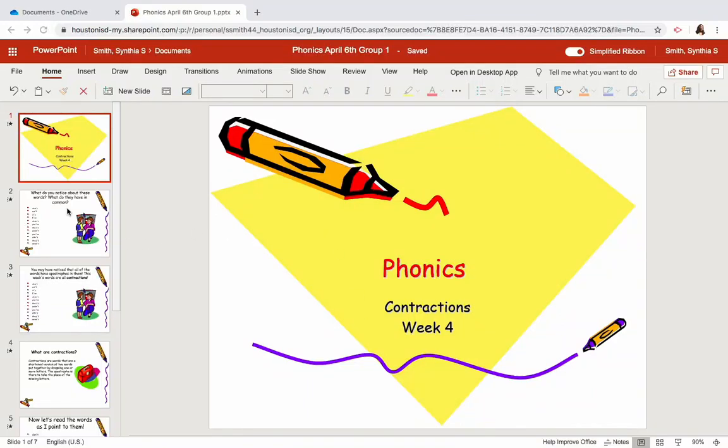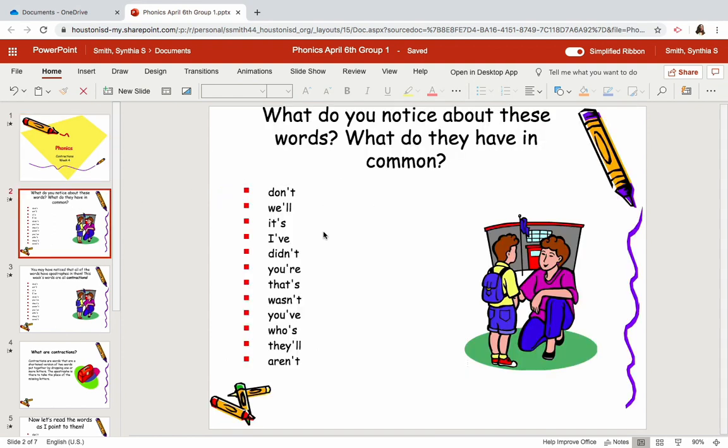So, as usual, let's go ahead and take a list of our new words for the week. This week, guys, group 1 and group 2 are going to have the same spelling words. Okay? So, let's take a look at this list, and I want you guys to tell me, what do you notice about them? What do they have in common? What do they all have that's the same?